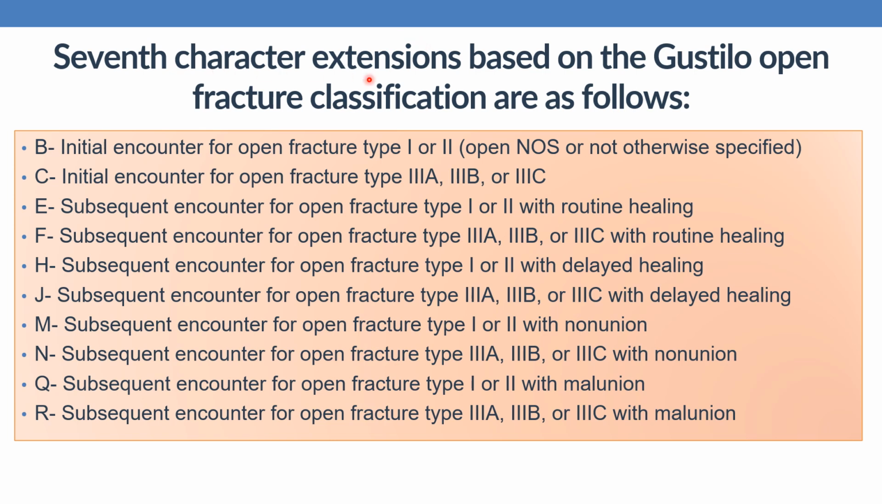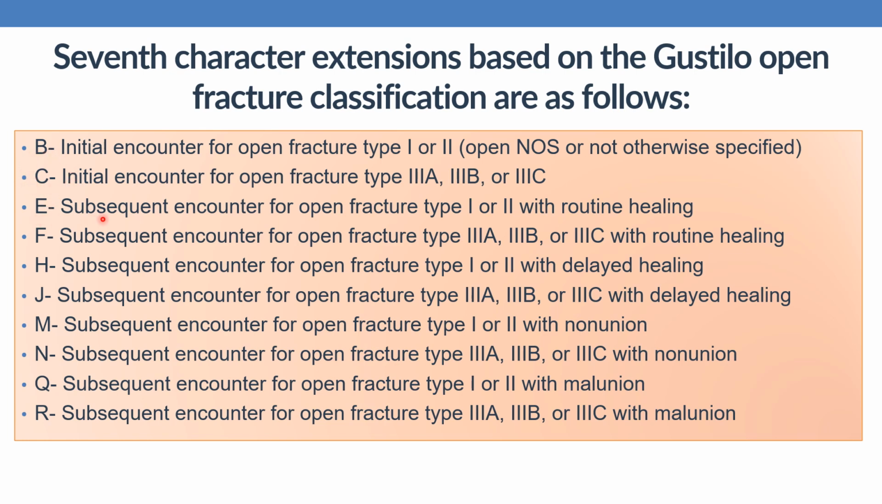Now coming to 7th character extensions based on the Gustilo open fracture classification. 7th character B indicates initial encounter for open fracture type 1 or 2, or open NOS. Next, 7th character C indicates initial encounter for open fracture type 3A, 3B or 3C. For class 3, you need to code C as initial encounter.